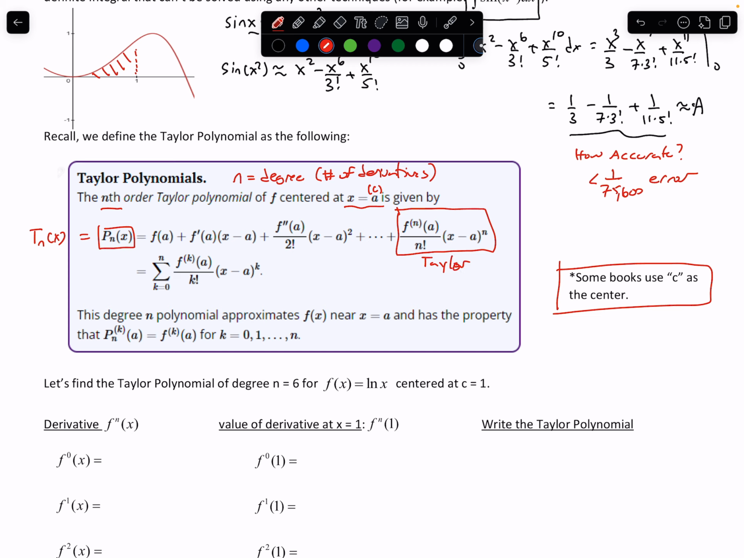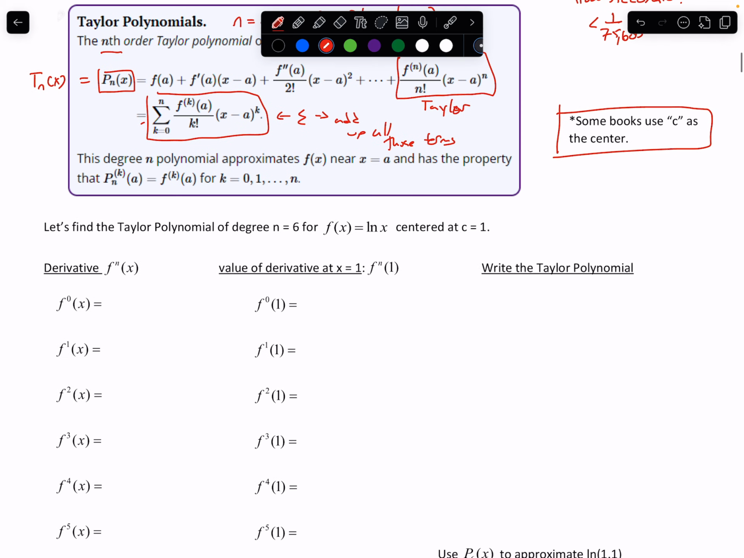All we're doing is the Taylor polynomial here is just going to generate a bunch of terms. And what the sigma does is it says it's going to add up all those terms. That's it. So let's take a look at an example.